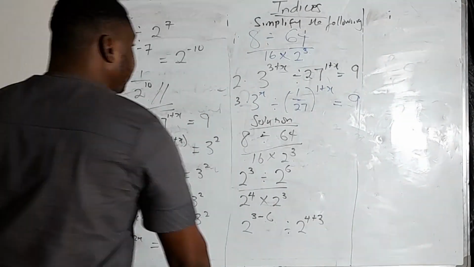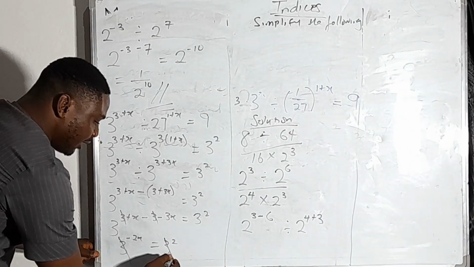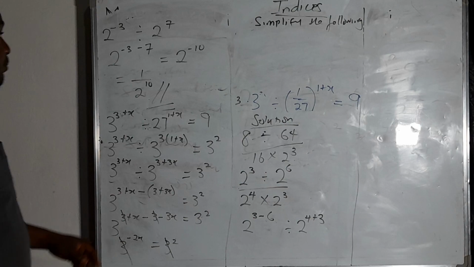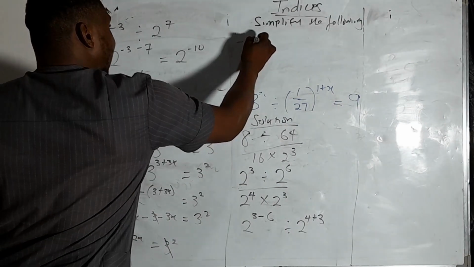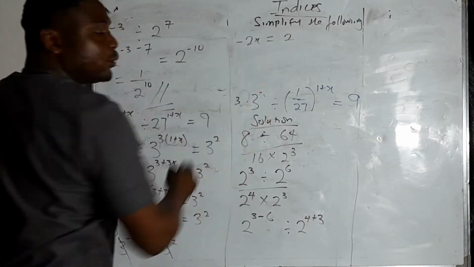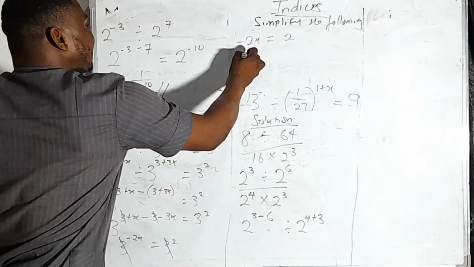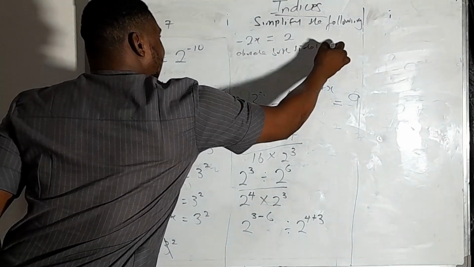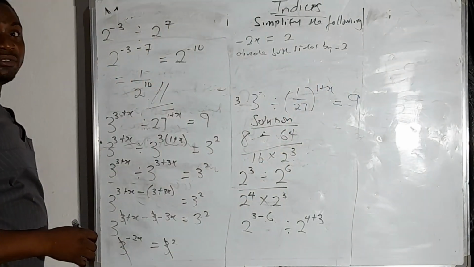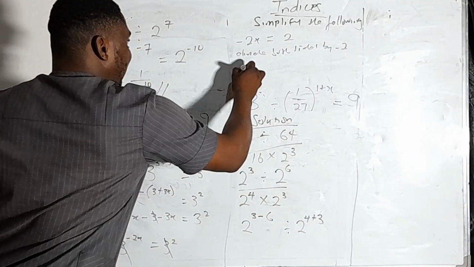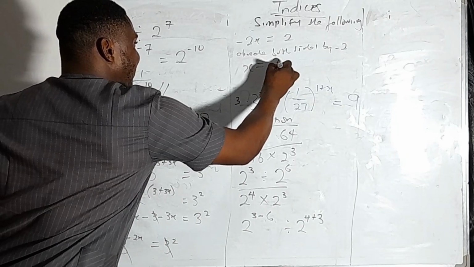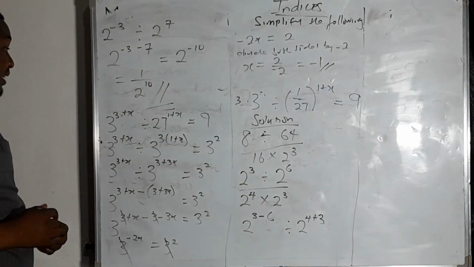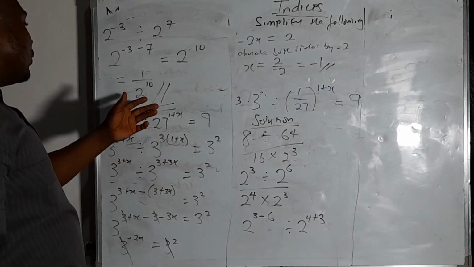Now from here, by striking out the 3 power, since they are having the same base and there's an equal to in between them, that means we have minus 2x equals 2. Then you divide both sides by minus 2 to make x subject of the relation. So that means you have x equals 2 divided by minus 2, which is equal to minus 1. So the value of x is equal to minus 1.